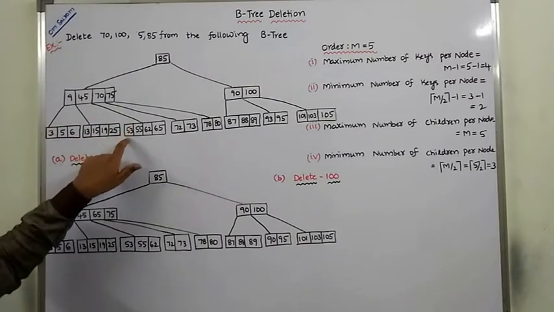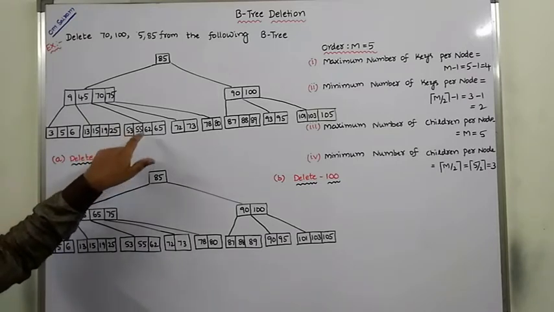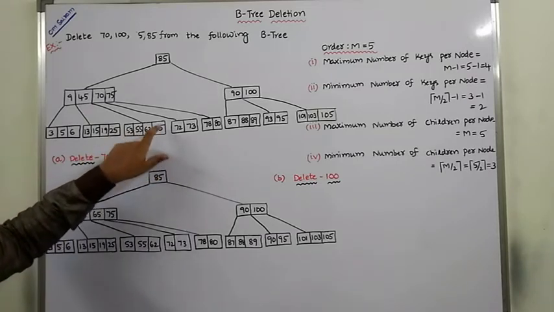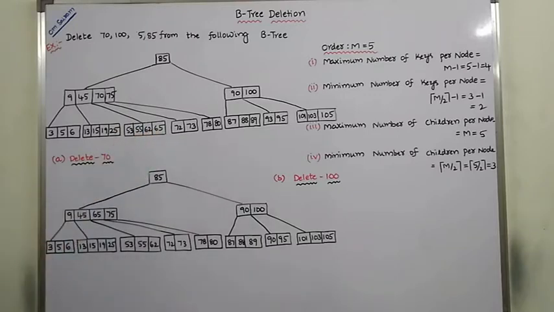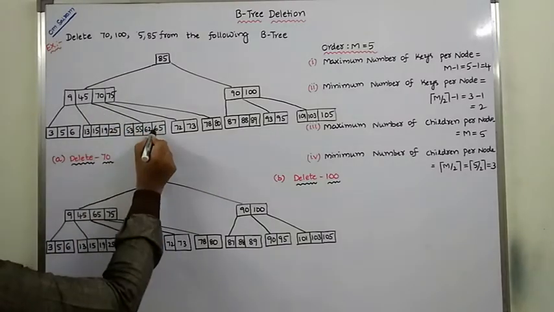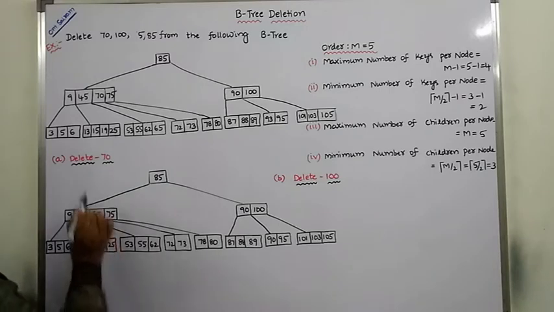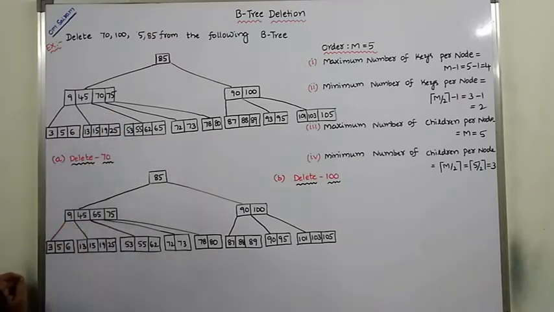70's left subtree contains the nodes 53, 55, 62, 65. Here the maximum element is 65, so 70 can be replaced with 65. In the place of 70 we have to write 65.